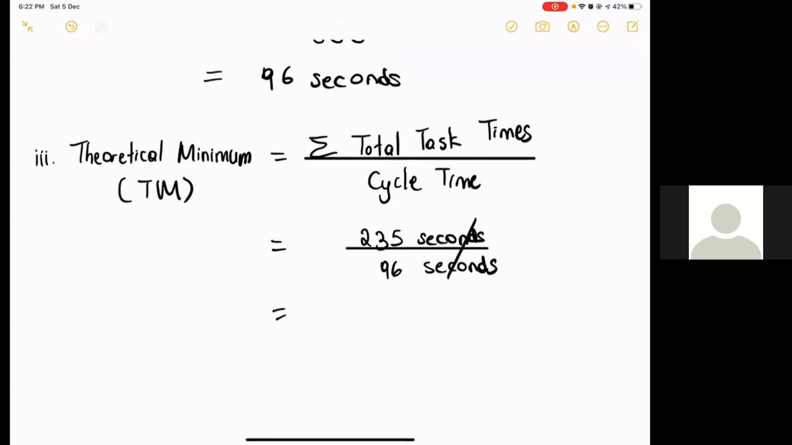And we get 2.45 workstations. So that's it, right? We've completed question number 3. Is this our answer? That's not our answer. Pardon? That's not our answer. Okay. What is our answer? Our answer should be 3.